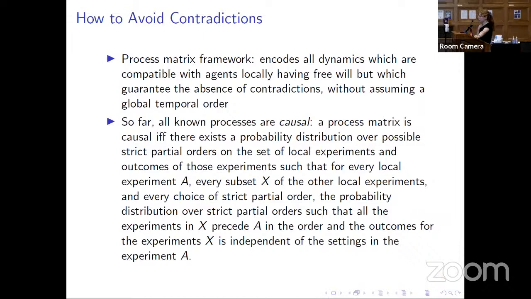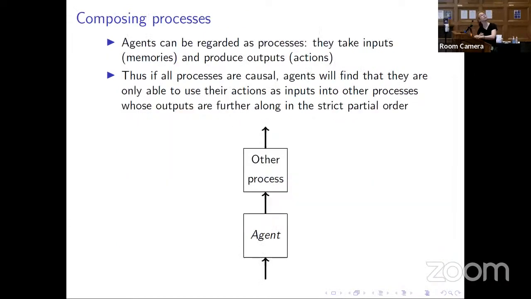So I think it's an interesting question as to why we don't see any of the non-causal process matrices in nature, or perhaps we do and we just haven't found them yet. I have some thoughts about that, perhaps we can discuss later. But for now, let's just assume that the way in which the laws prevent inconsistencies and contradictions is by requiring that all possible processes are causal.